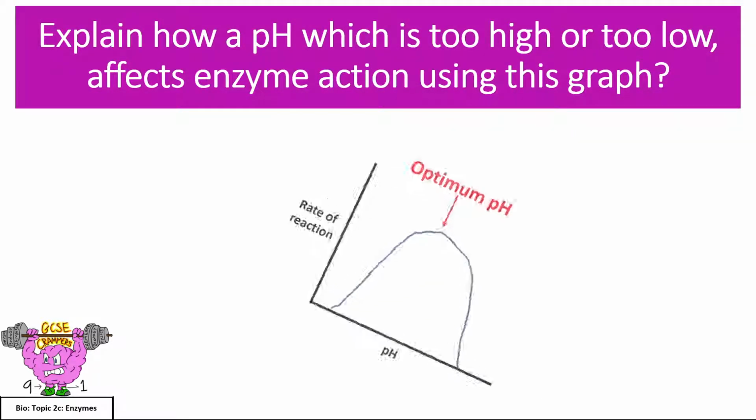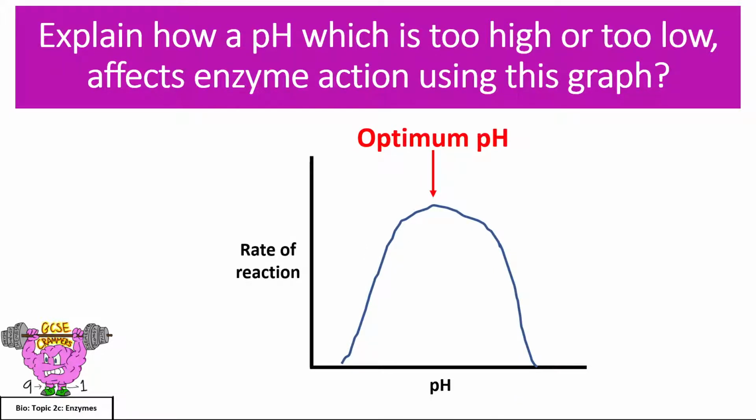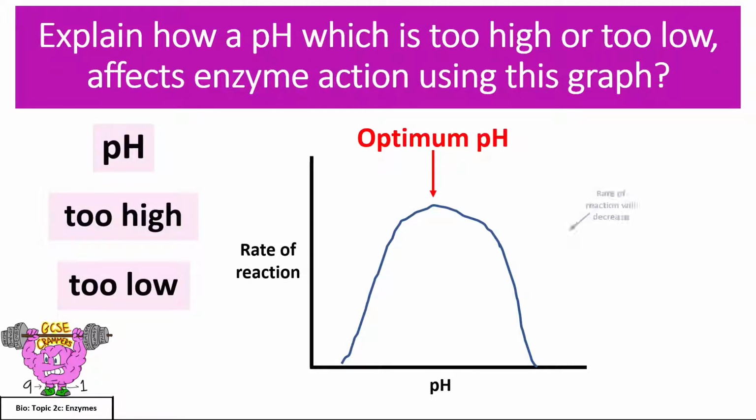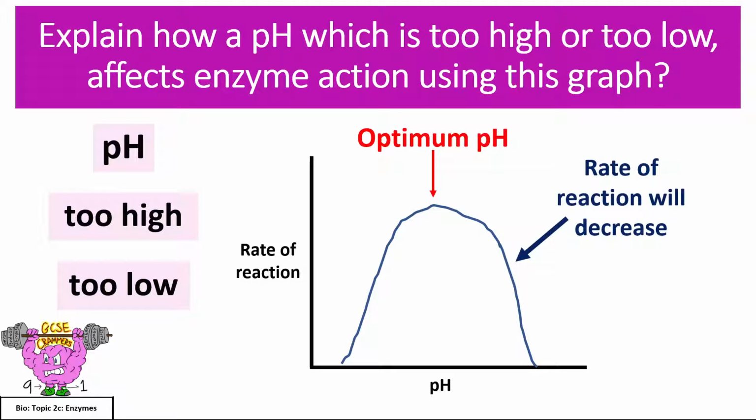Explain how a pH which is too high or too low affects enzyme action using this graph. If the pH is too high or too low, the rate of reaction will decrease and the enzymes are denatured. The bonds holding the enzymes together break, changing the shape of their active site so the substrate doesn't fit anymore.